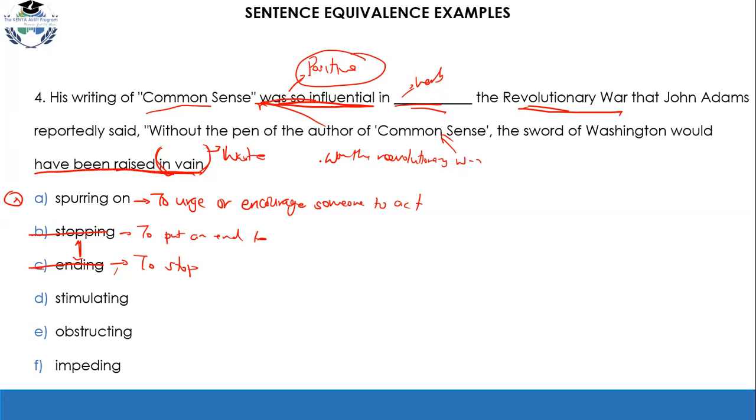So you have to think about this. Without the pen of the author of Common Sense, the sword of Washington would have been raised in vain. So the tone of the sentence, like, do they want the Revolutionary War to stop? Then they would probably have used a different word instead of in vain here. So I do understand your concern about them wanting to stop a war, but not necessarily in the context of this sentence. If you read the entire sentence, it talks about their sword being raised in vain here. So this would mean their sword was not raised in vain, right?